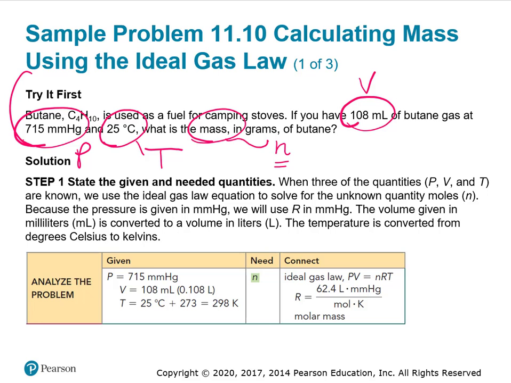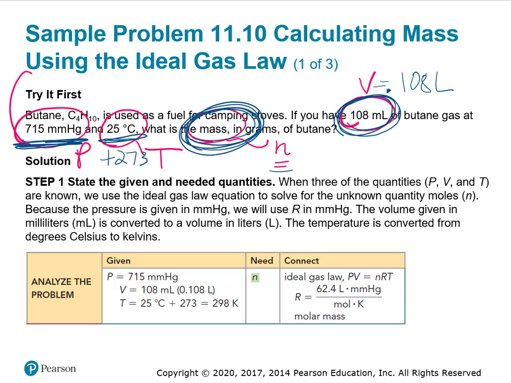When I read through this, I saw that butane is used as a fuel for camping stoves. We have 108 milliliters, so that's a volume, but I'm going to put that into liters before we get any further: 0.108 liters. And it's at 715 millimeters of mercury and 25 degrees Celsius. Let's add 273 to get that into Kelvin. What is the mass in grams of butane?